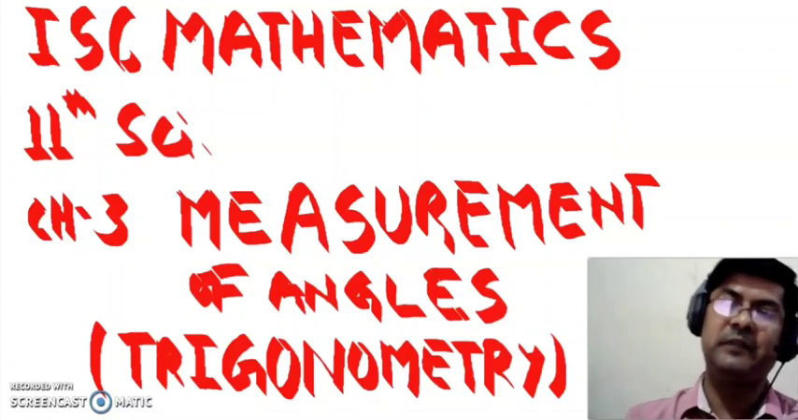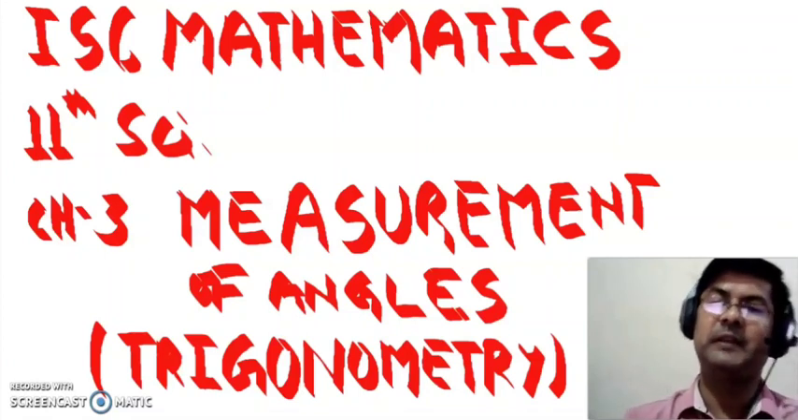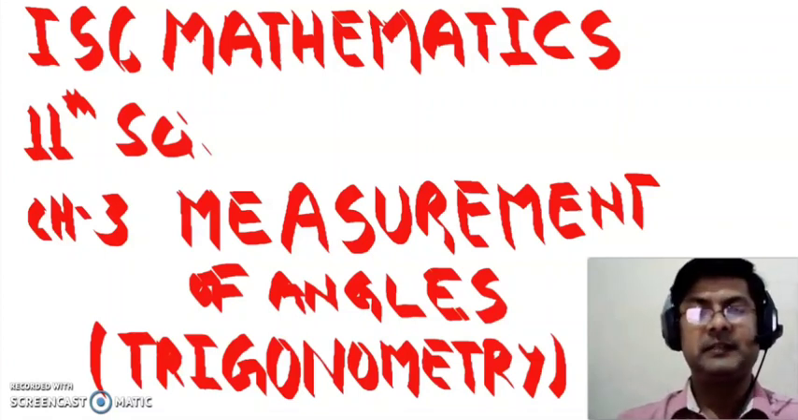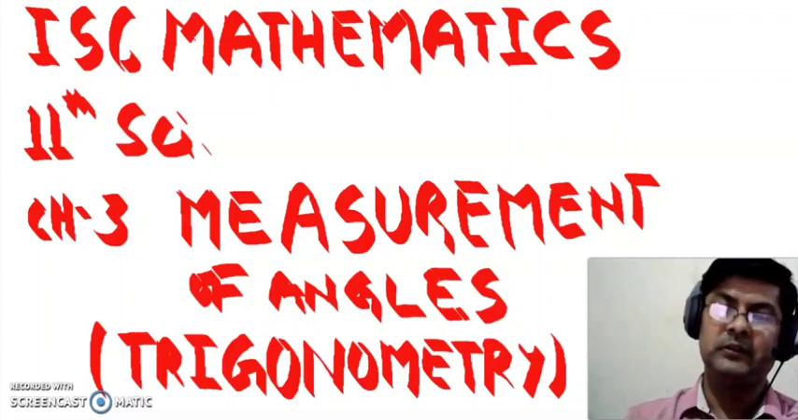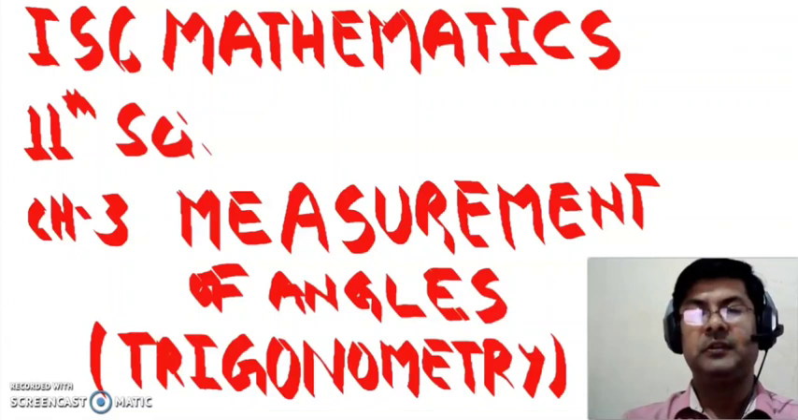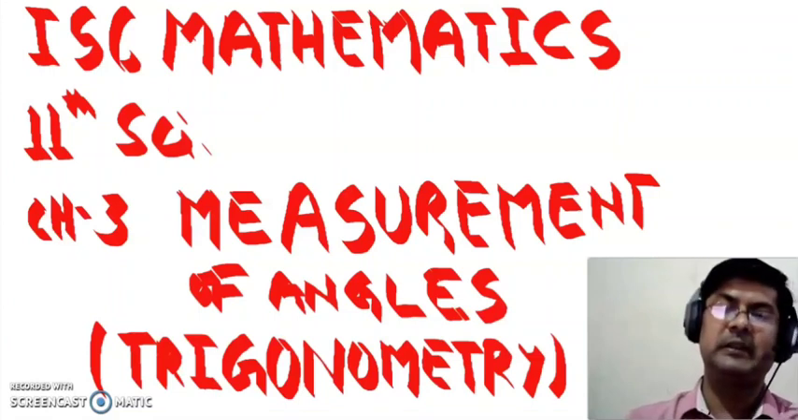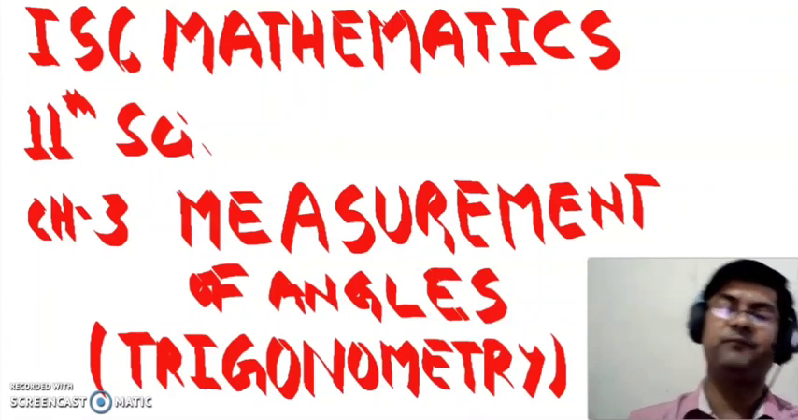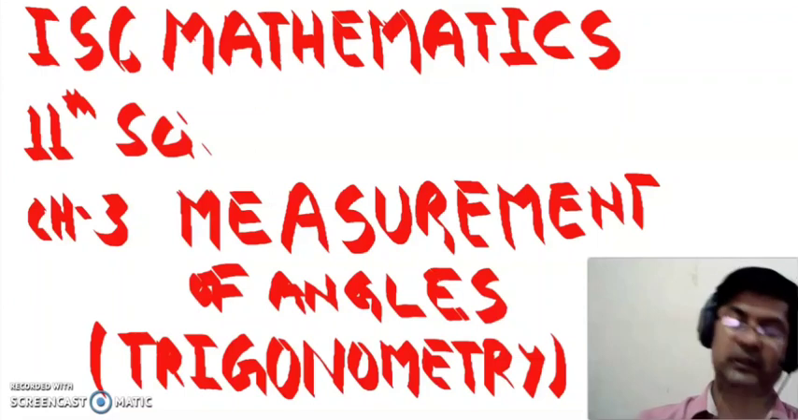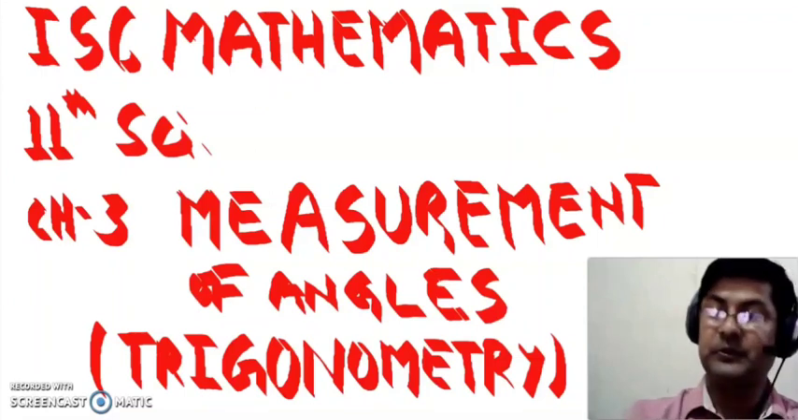Then we have seen various systems of measurement of angle: sexagesimal system, centesimal system and circular system. In sexagesimal system we have seen degrees. In centesimal system the unit is grades, and in circular system the standard unit is 1 radian. Now we will see certain theorems. So let us start. Theorem number 1.